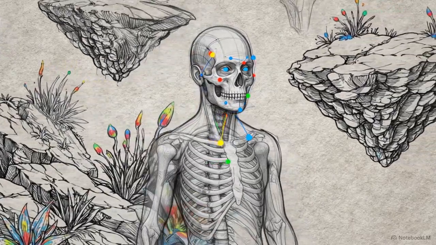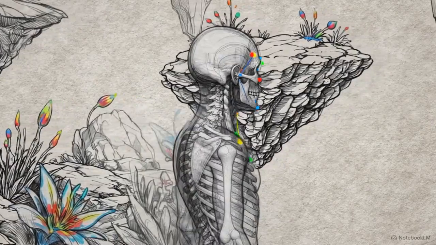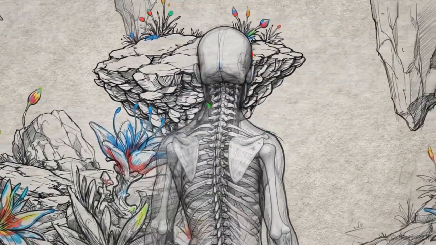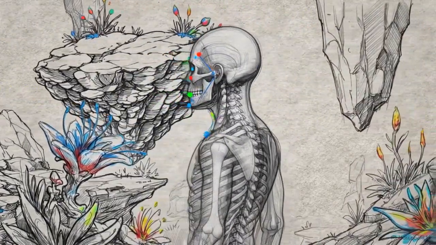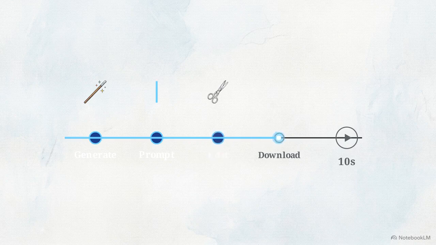Google's new video generation model, Gemini Omni, lets you drop a highly realistic digital clone of yourself into any environment you can imagine. By the end of this 6-minute guide, you'll know exactly how to generate, prompt, edit, and download a custom 10-second cinematic video featuring your own digital double.